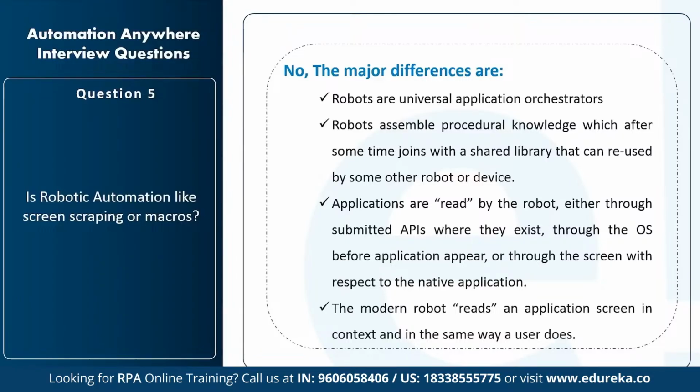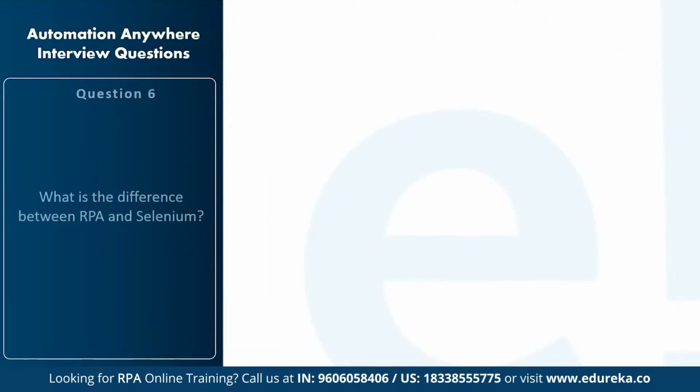So basically, robotic automation is not like screen scraping or macros, as robots are intelligent enough and they can see the data as a user can see, and obviously they can be reused for any other applications or services. Now moving on to the next question, that is, what is the difference between RPA and Selenium?